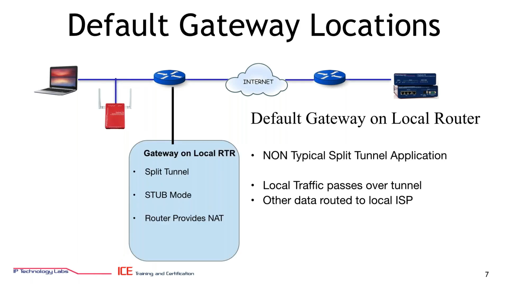Now I could also set up that device in a stub mode, with a single connection to the network. He's able to access the tunnel and access the local network, and I can make my local router my default gateway. So I'm still in a split tunnel mode, but now I've set up my local device, the device that I'm connected to, in a stub mode.